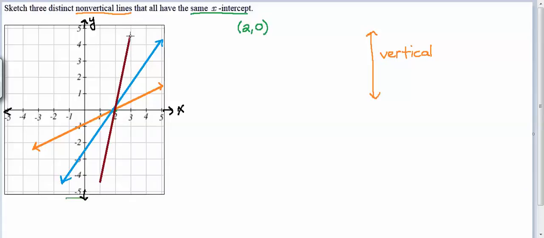Notice that third line I'm drawing is getting very steep, but it's not straight up and down, so it's still non-vertical. So we have created here three distinct non-vertical lines that all have the same x-intercept. That vocab word distinct just meaning different.